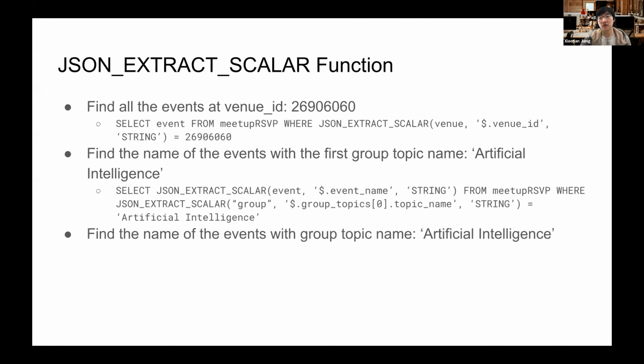The third one, for example, I want to know the name of the events with group topic name artificial intelligence, and I don't care which index it is in the array. I don't know how to do that, because JSON extract scalar needs a specific index, otherwise it doesn't know which field to extract. Then there's no way to compare.